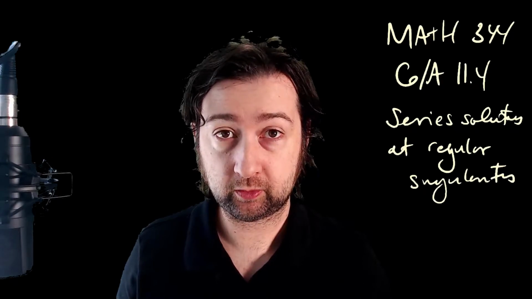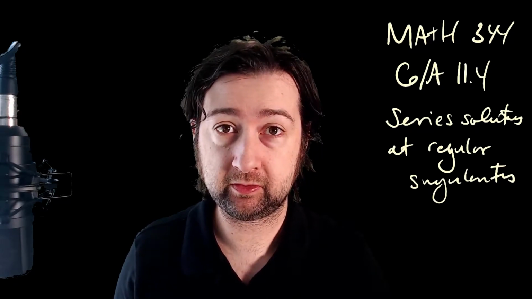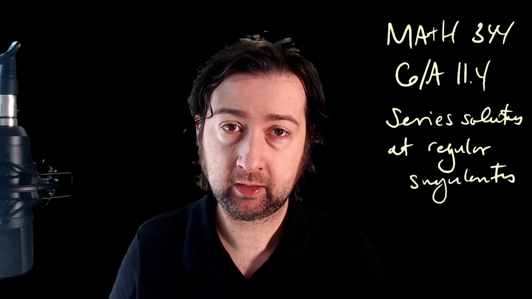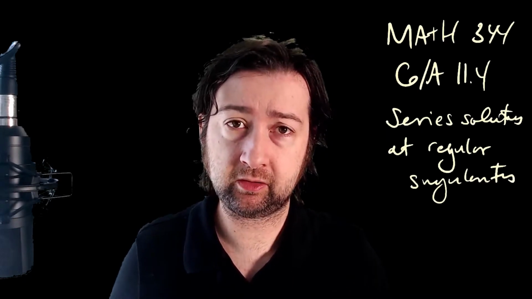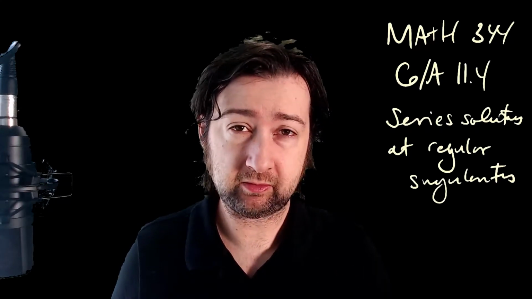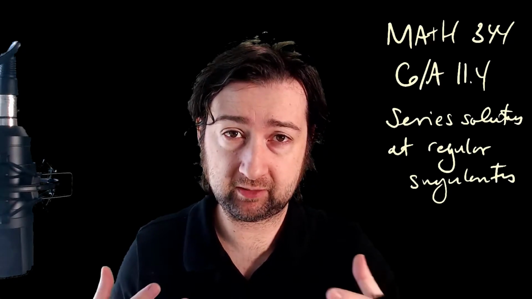Hi everyone. Today we're going to be talking about Gooding and Annin, chapter 11.4, which is about series solutions at what are called regular singular points for a differential equation. So this is going to be an extension of series methods to places where we can't assume that the solution has a power series, but we can modify it so that even though it's not actually a power series, we can use the same techniques, where we use recursion to figure out a pattern of coefficients.